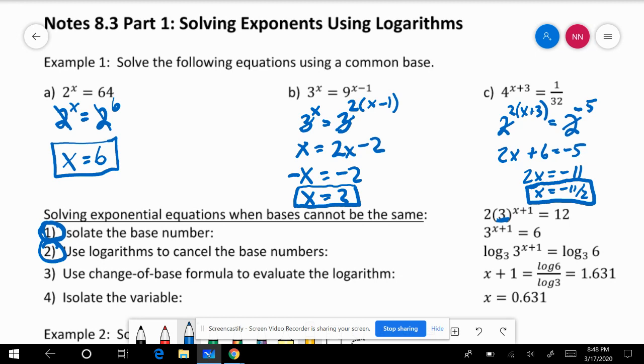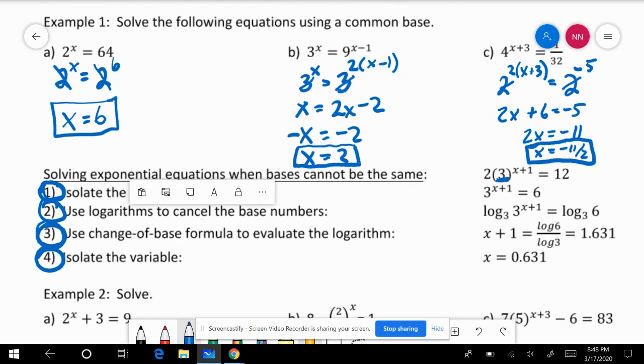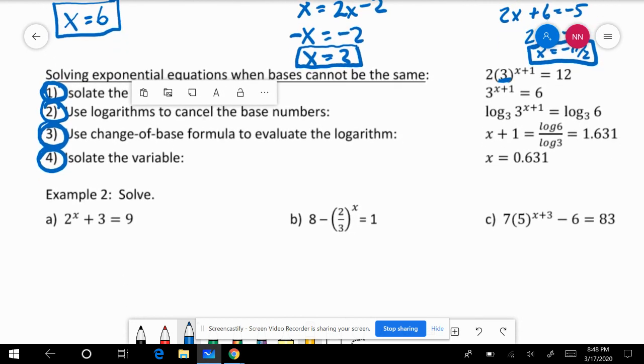And what we're going to do next is use the change of base formula. We talked about that at the very beginning. And then our last step is to isolate the variable. We're going to get the x by itself. So those are our steps for solving problems that don't have a common base.